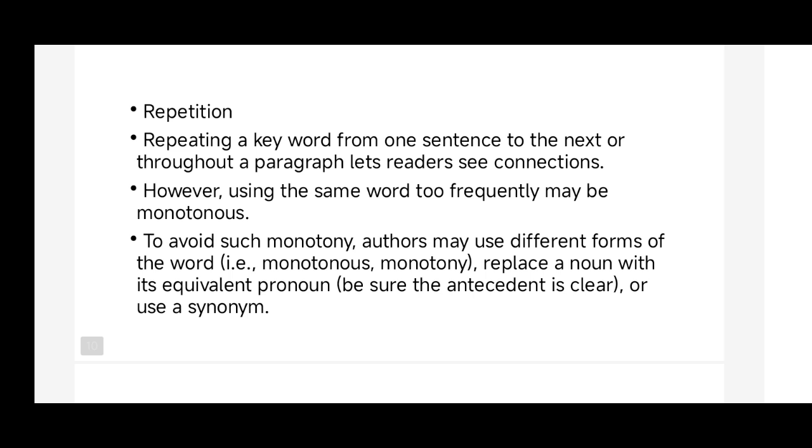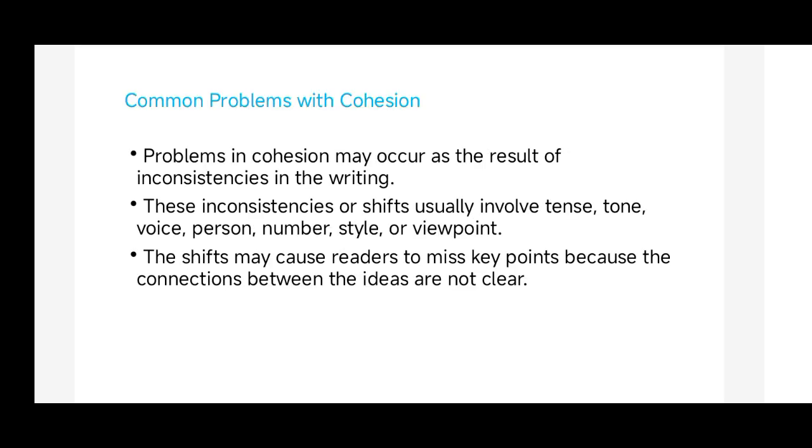Now, what is the common problem with cohesion? We are talking about paragraph unity, cohesion, all these things. So what are the problems with cohesion? Why is cohesion not taking place in writing an article? The problems in cohesion may occur as a result of inconsistencies in writing. People write something, but there is no consistency. They write something, then some other idea, some other arguments also. So inconsistency in writing leads to a lack of cohesion in the sentences.